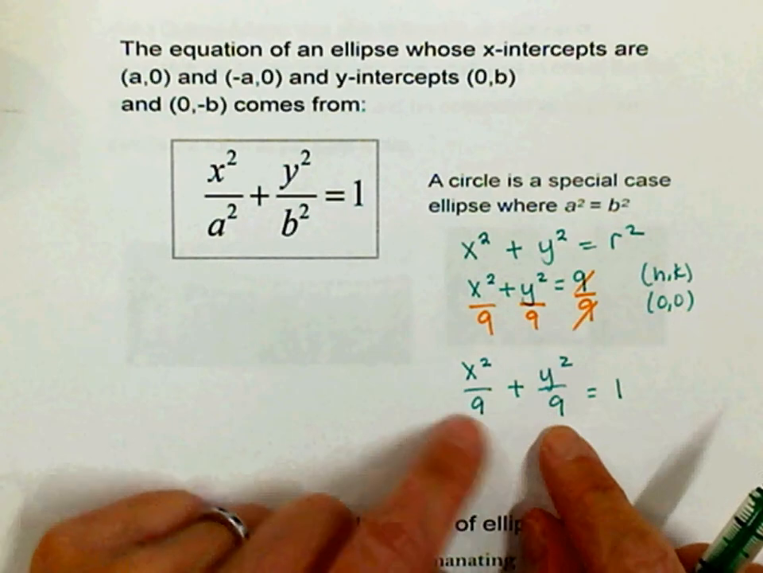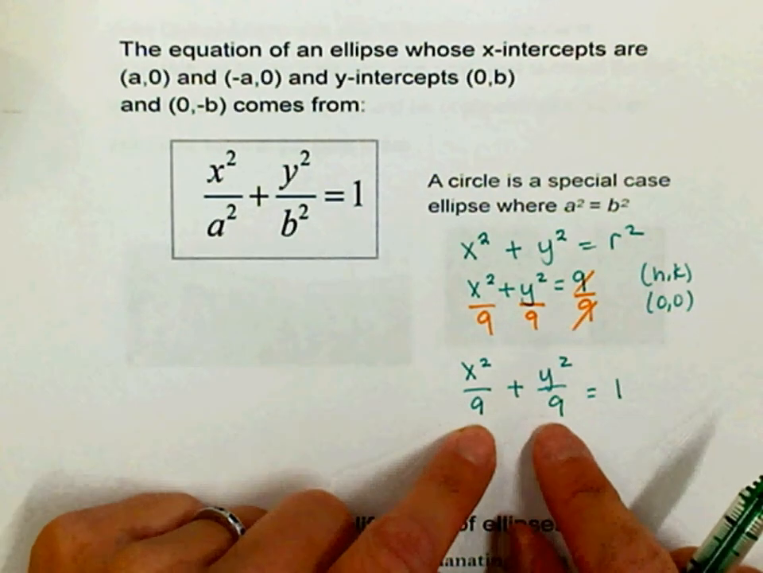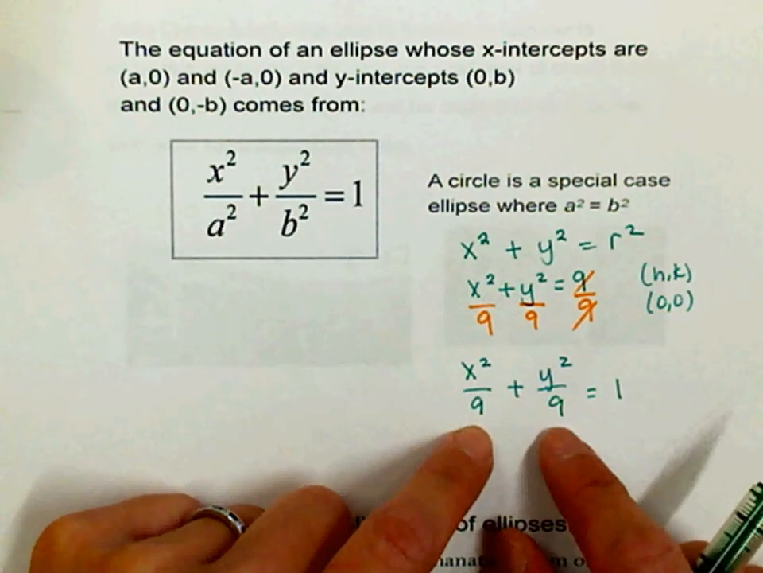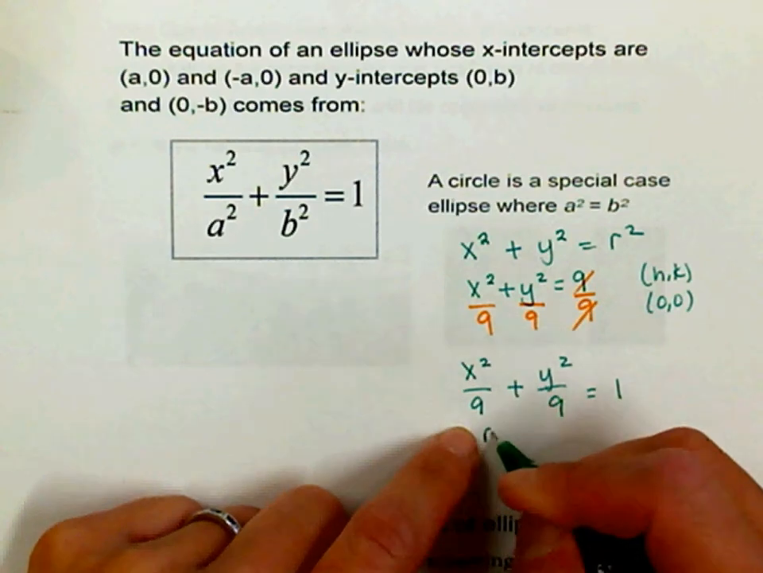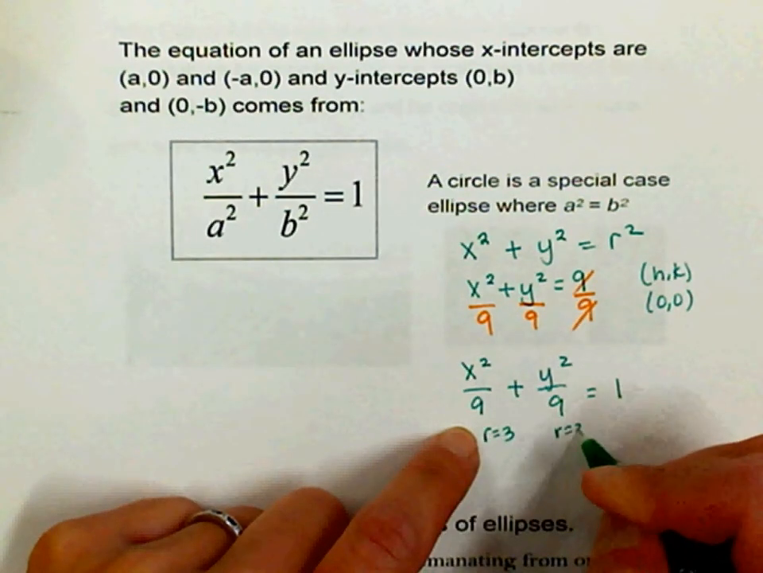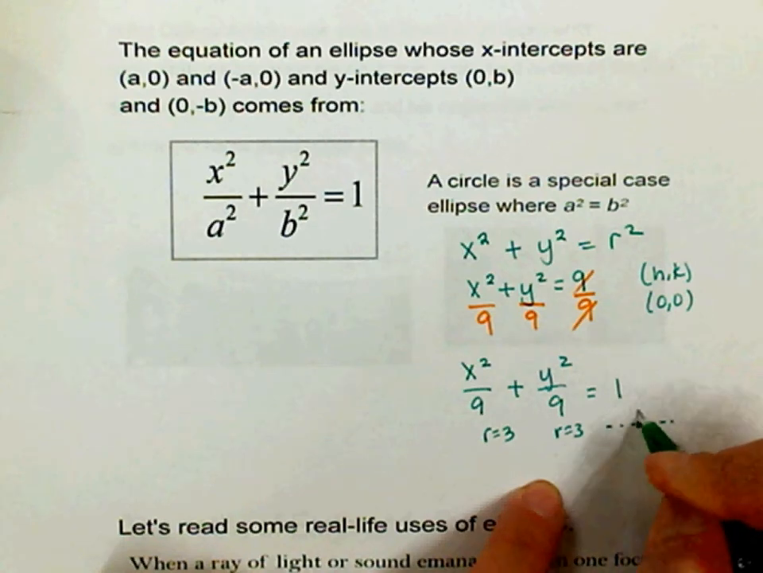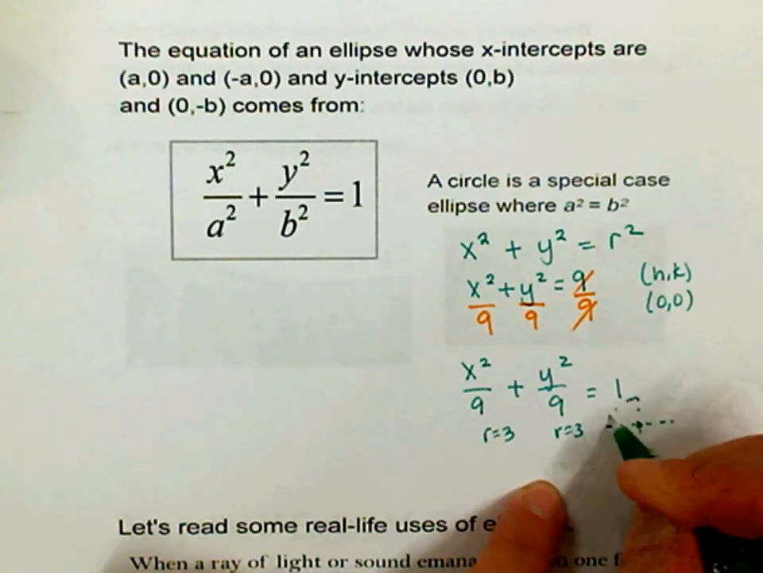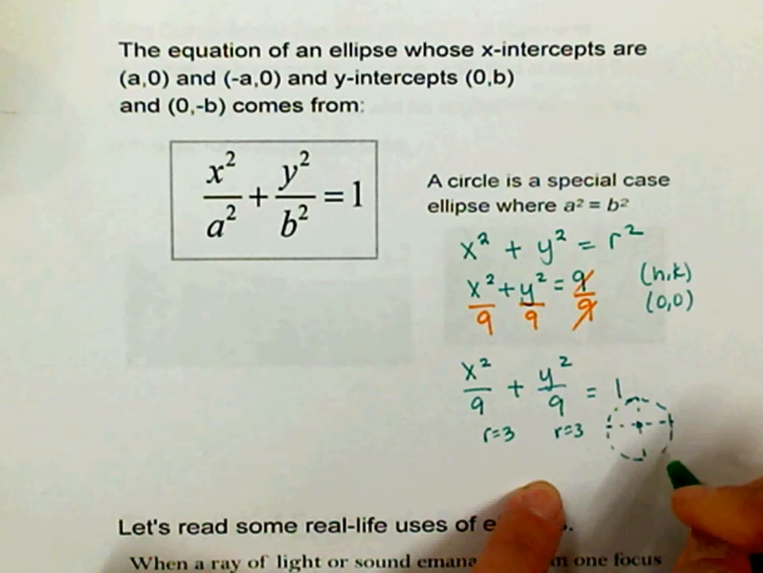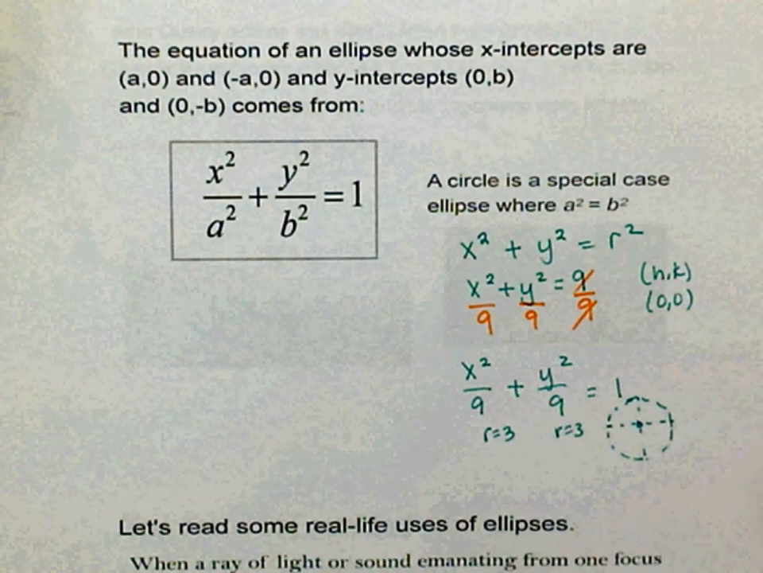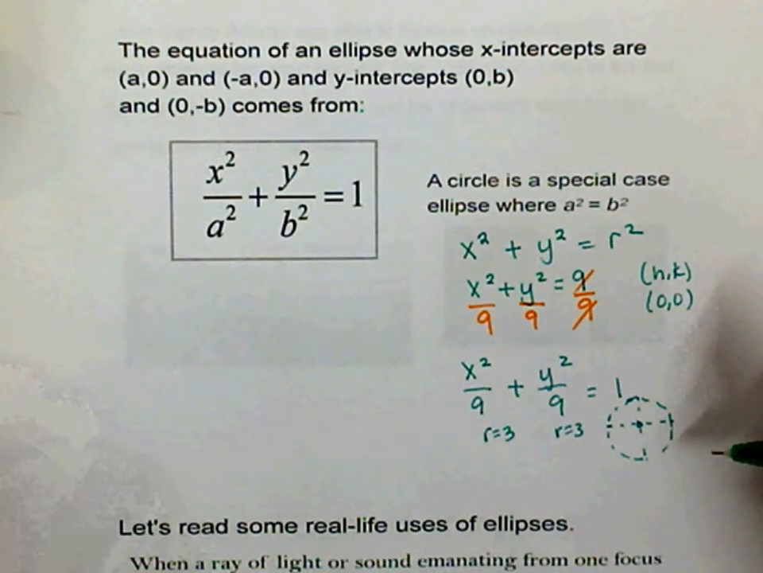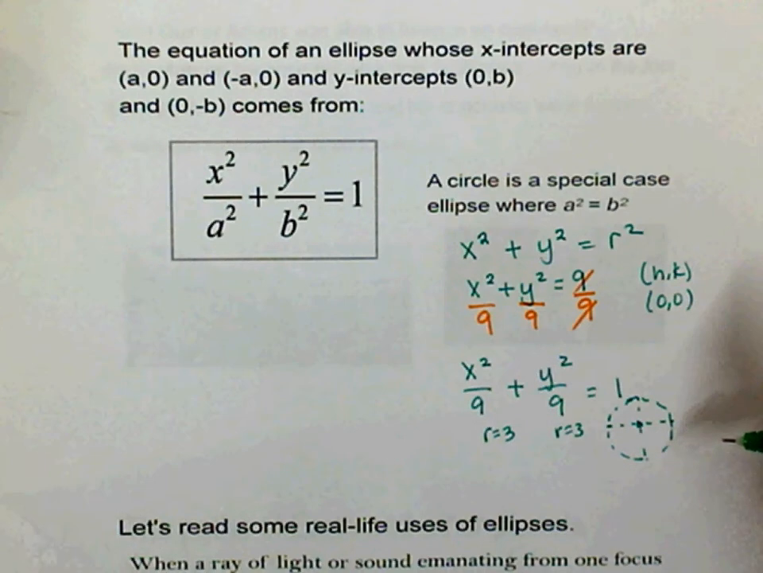What do you notice about these two, a squared and b squared? They are exactly the same. Your radius is 3, and that's why you have a picture. You go out 3, up 3, down 3, and you have a circle, okay? So that's where that comes from. An ellipse is like a circle where part of it is kind of flattened out a little bit more. It has a shorter distance to the center.